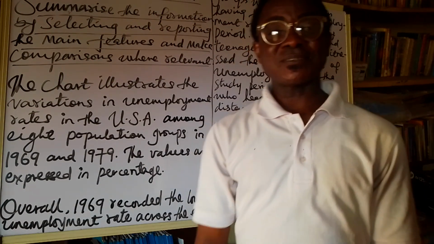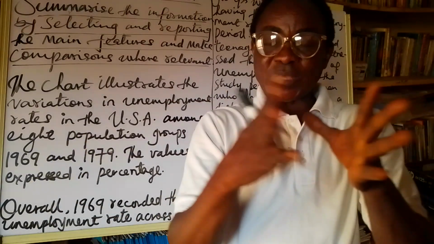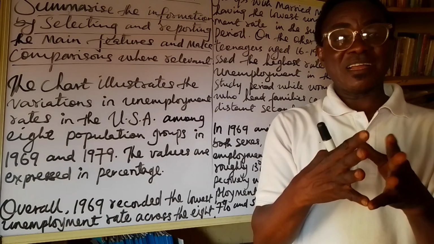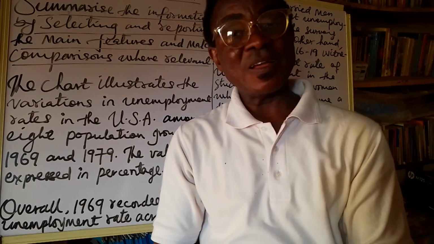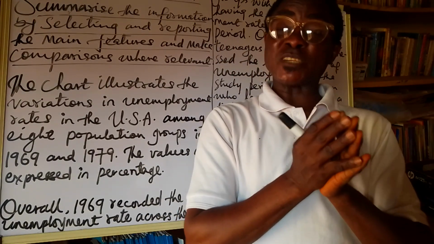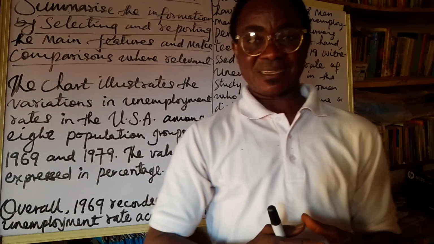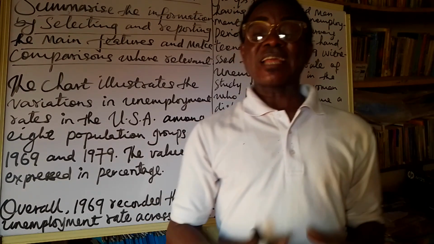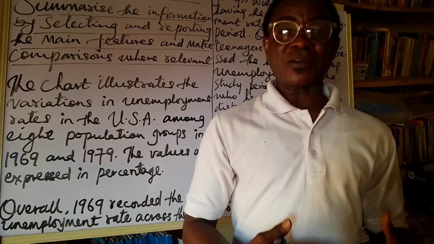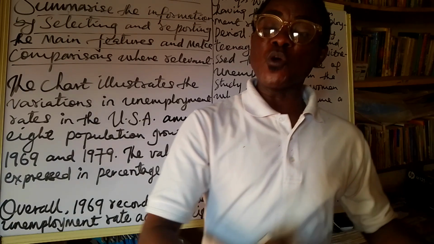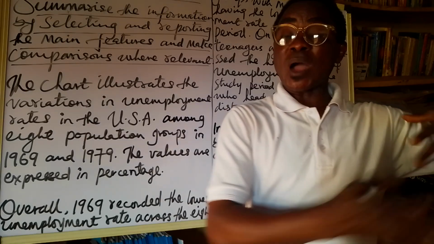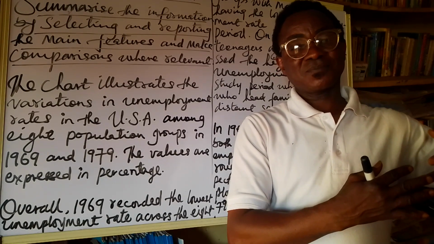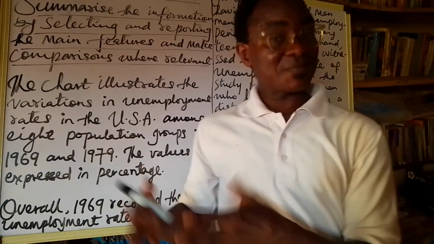What have we done? We have put together the extreme values, that's the lowest values and the highest values together. That is what we call grouping of data. We have said in this second paragraph that 1969 recorded the lowest rate of unemployment throughout the survey period. Lowest, that's an extreme value.